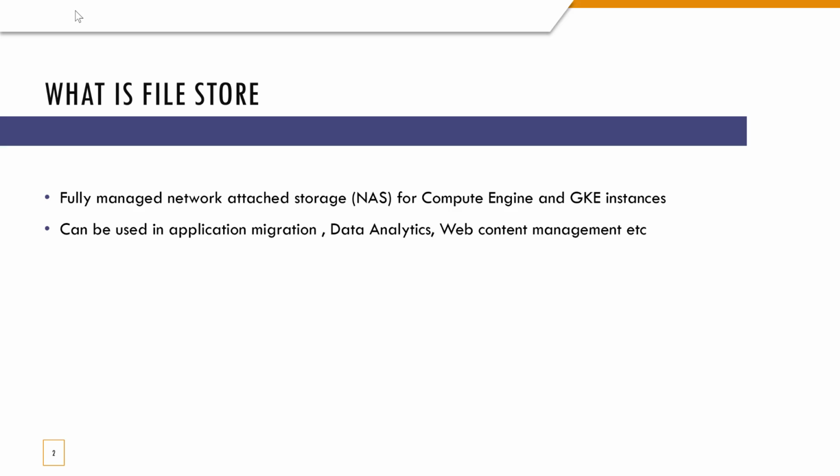Some of the use cases would be that you have an application which is currently not residing in the cloud, and that application uses a file storage system. Then you can migrate that application and use the GCP Filestore as an alternative or a substitute. It can also be used in data analytics. For example, you have multiple compute instances, and all these instances want to get data from the same file storage system. Then you could use something like GCP Filestore, and it can also be used as a web content management system as well.